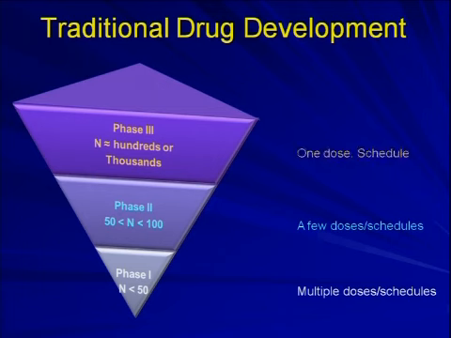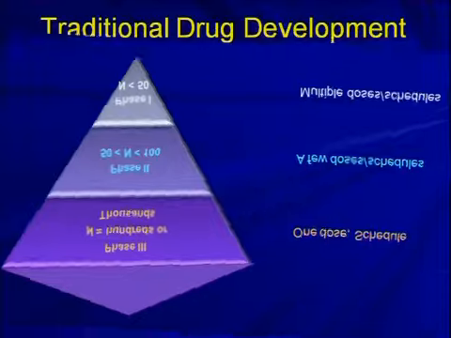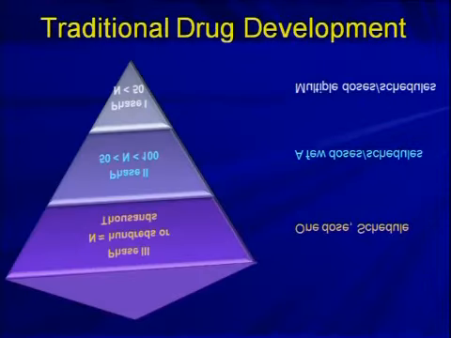Okay, and in phase 3, we have one dose and one schedule. As you can imagine, if you put this inverted pyramid on the ground or on a desk, what will happen? It's going to tip over, right? So no wonder our success rate is so low.